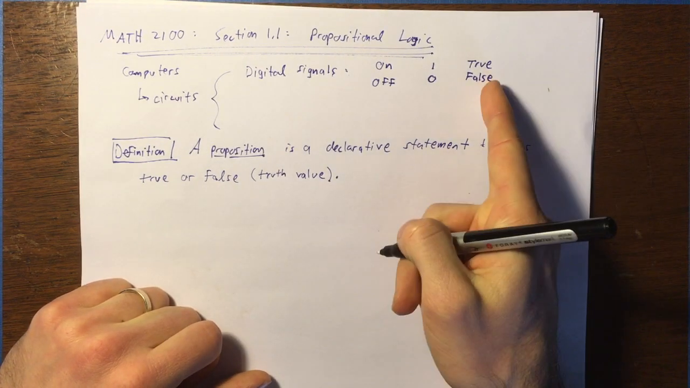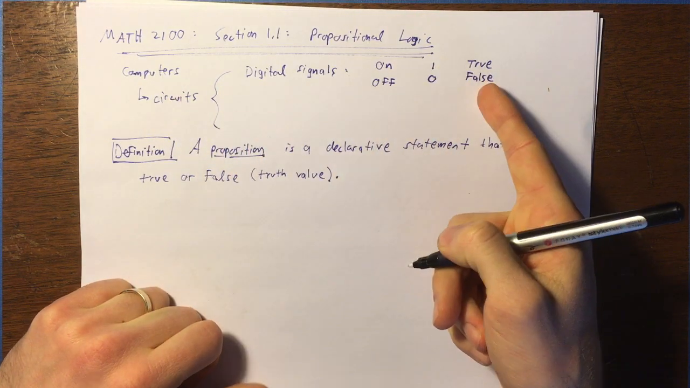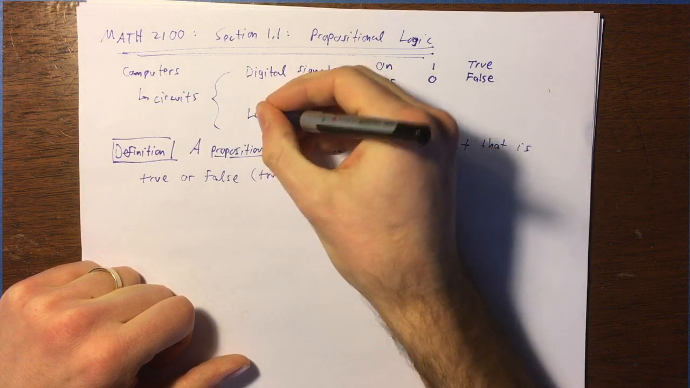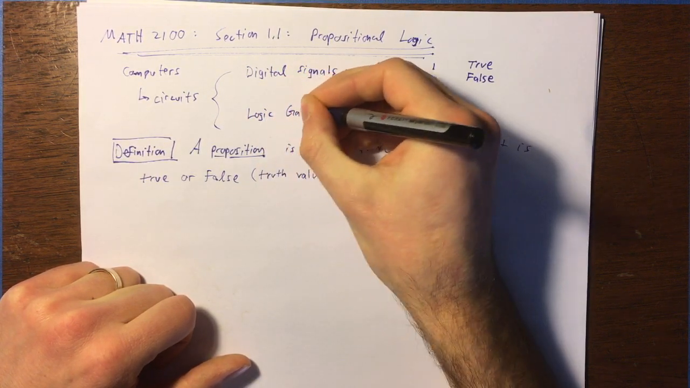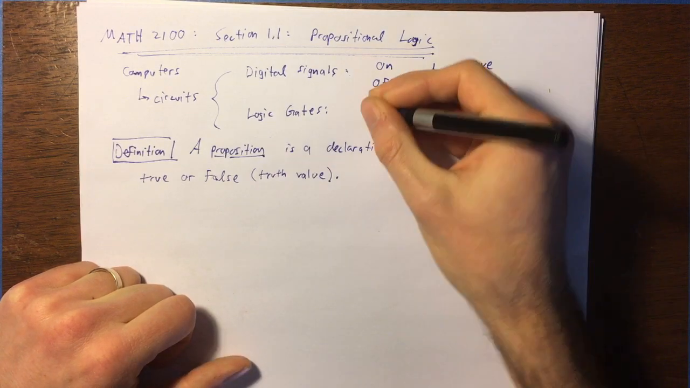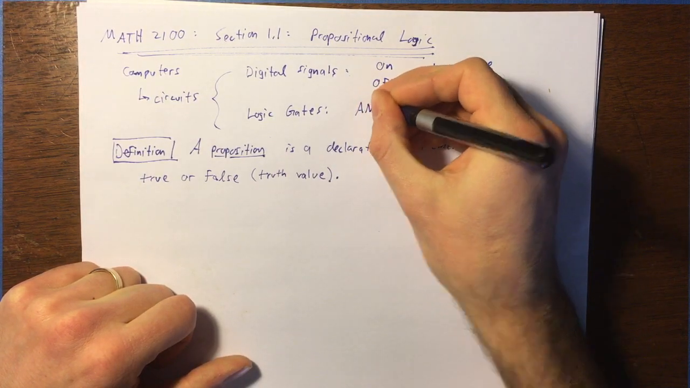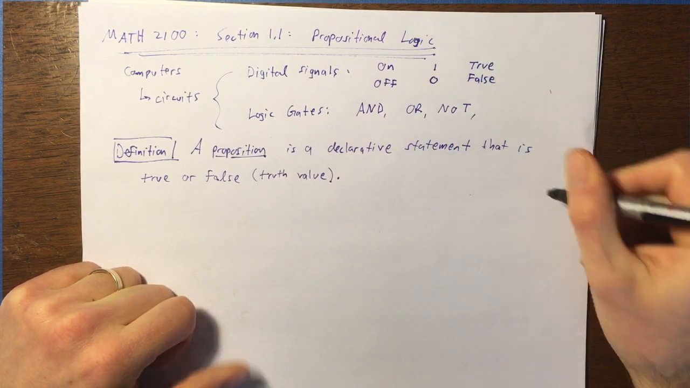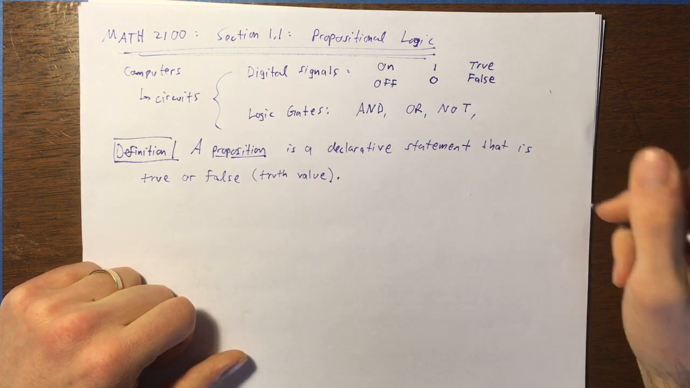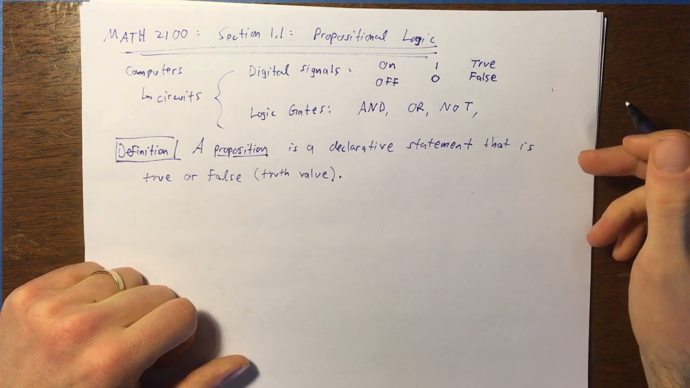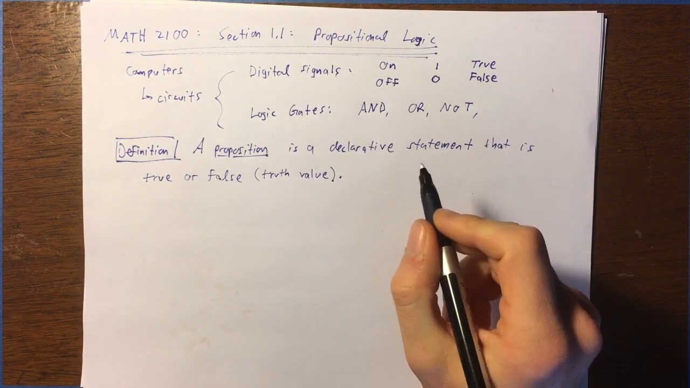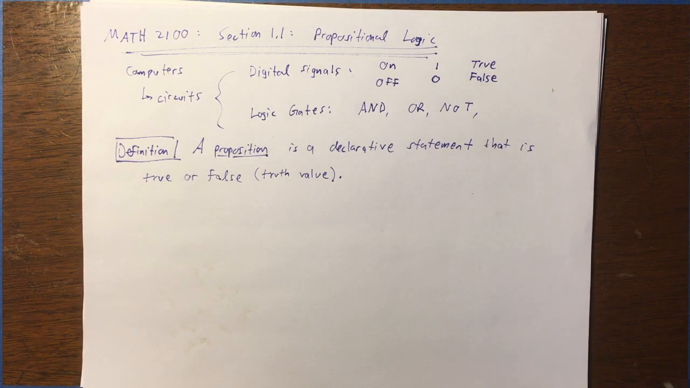And then circuits are not just signals moving around. They're signals moving around and interacting with one another in what are called logic gates. And logic gates generally use operations like and, or, not, as well as other operations. There's NAND and NOR and XOR and a bunch of other operations we're going to learn about. These are the most common three operations, sort of the basic ones. So computers are doing logic all the time.